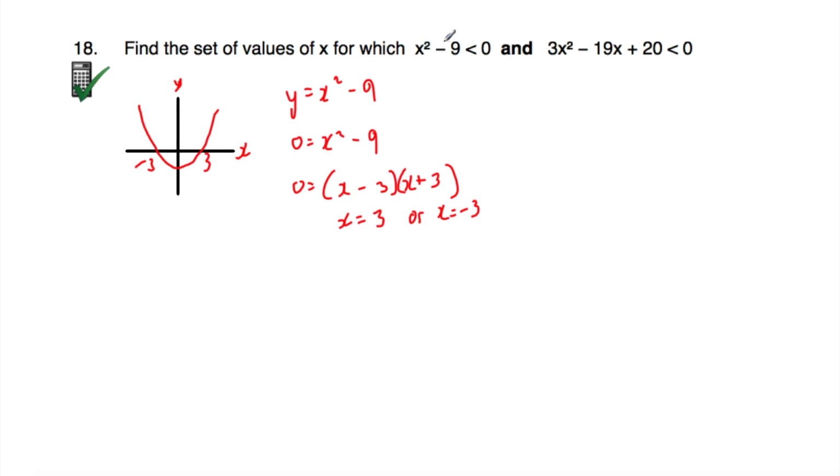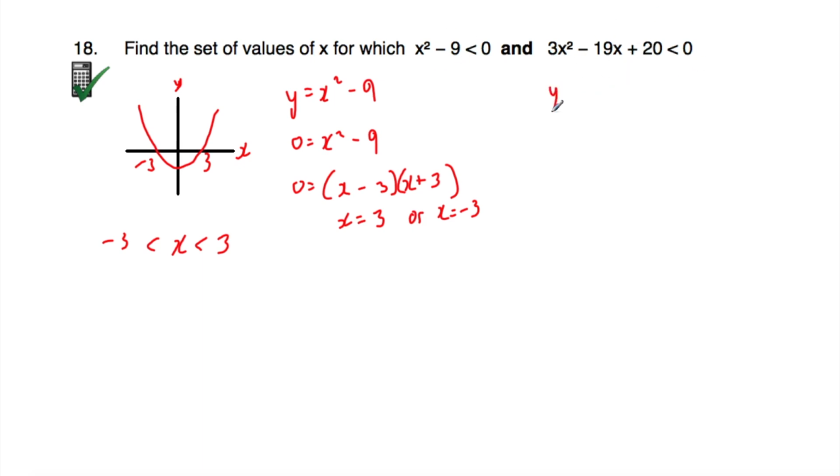And we want to find where x squared minus 9 is less than 0. So that's where this quadratic graph is below the x-axis. So that means that x is going to be bigger than minus 3, but less than 3. So that means that x is between negative 3 and 3. So it's any value of x between those two values. Okay, so we've solved that quadratic. Now let's look at this one.